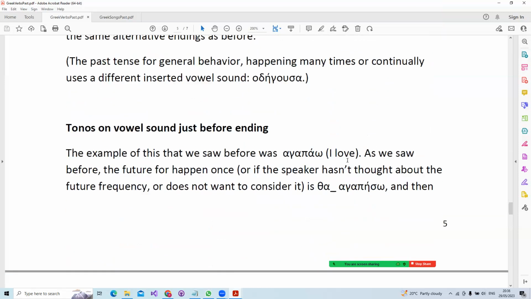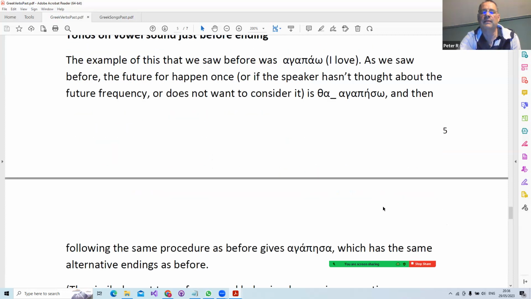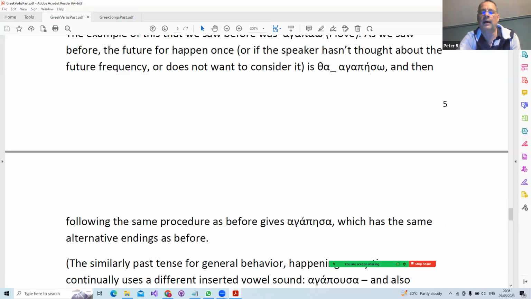Okay, we'll find it. Moving on to agapao. So this is I love, and it's exactly the same pattern. So this isn't aya, this is aga because it's a back vowel, a hard vowel after the gamma. So this becomes agapiso. So here's the long bit. And then if we want to make the past, we get agapisa.